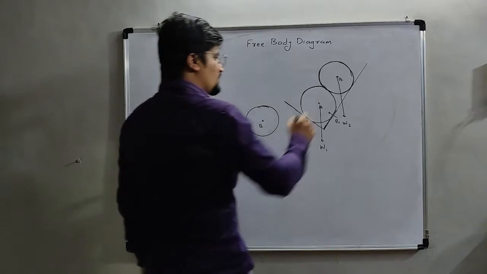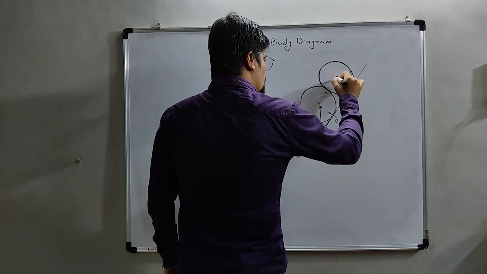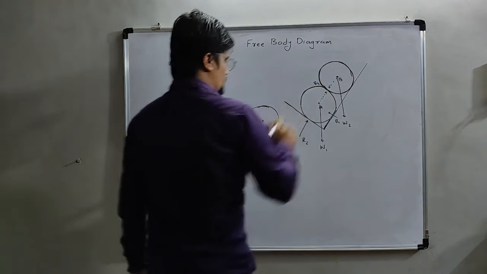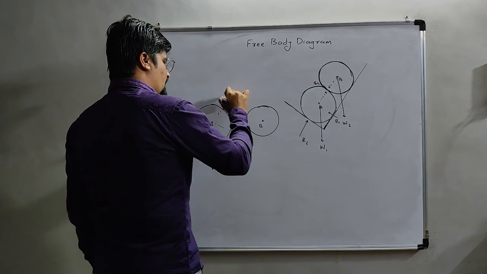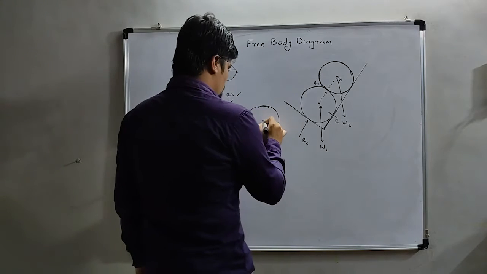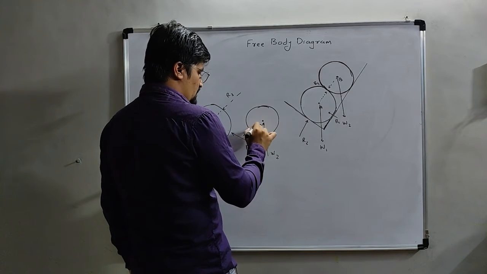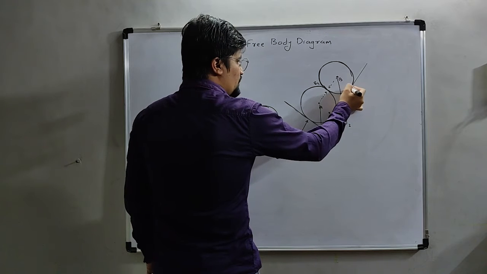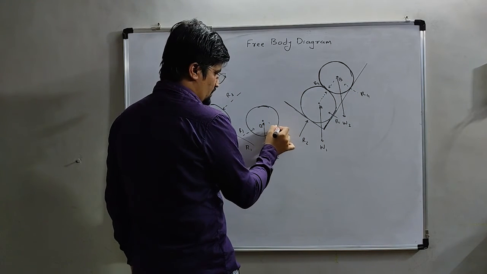Okay, and the combination of these circles will create another force on each other. So that one will be here, R3. Okay, like that, here W2, and here the R3, which will be here, and the other one will be like this, R4, which will occur from here.